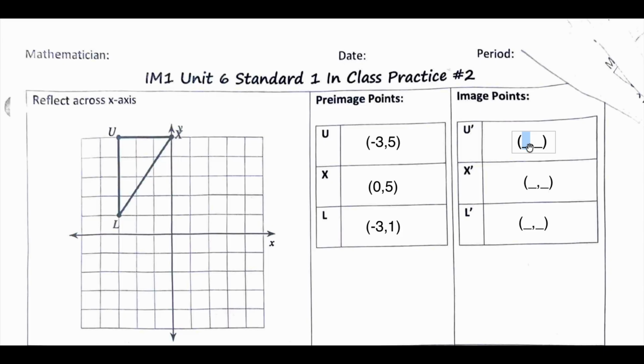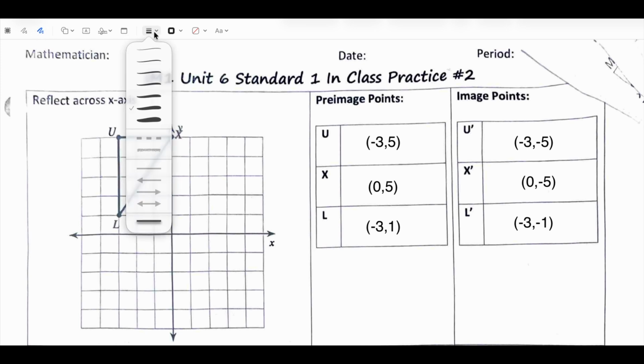So it's going to be the same magnitude, but a negative number. Writing that down here, it would look like (-3, -5) for U because our x value remains constant and our y value has the opposite sign. And then for X, our image coordinate would be (0, -5), and L would be (-3, -1). When we're doing our image, we use this apostrophe, which means L prime or X prime, and that just differentiates the pre-image from the image so that it's clear when we're graphing it.